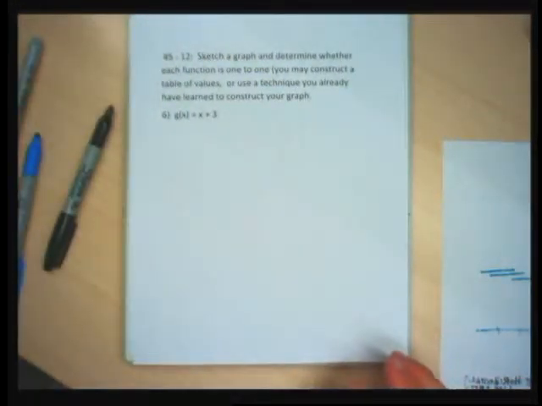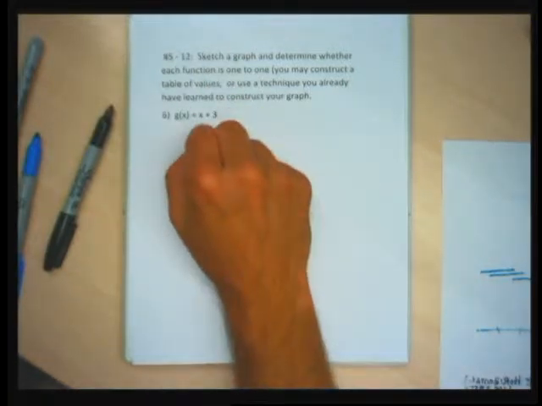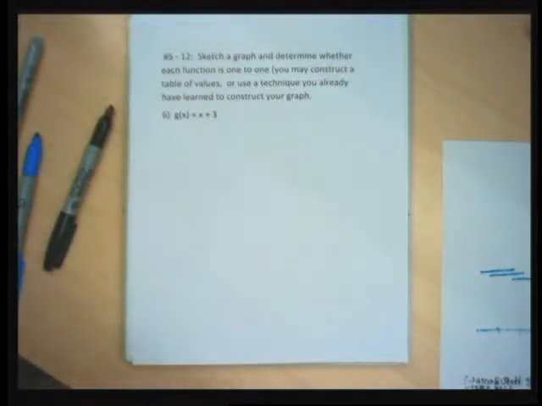So 5 through 12, I need to also determine if the function is one-to-one or not. But I'm not given a graph, I'm given an equation of a function and either a table of values to use or a common enough function that I should know how to graph it. So for each of the problems between 6 and 12, I'm going to sketch a graph.